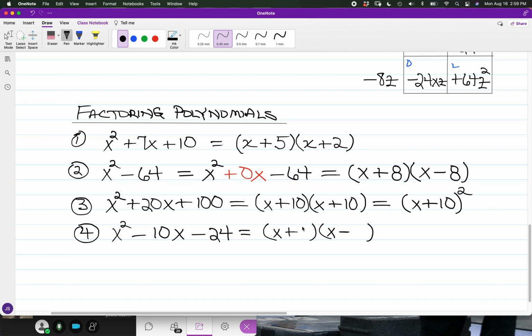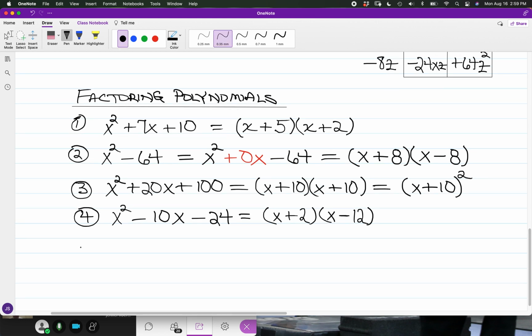And so in this case, we'll have only x plus 2 and x minus 12. And you can double check. 2 times negative 12 is negative 24. And if I add 2 and negative 12, that comes out to the middle coefficient, which will be negative 10.